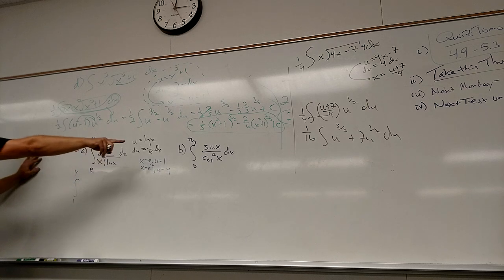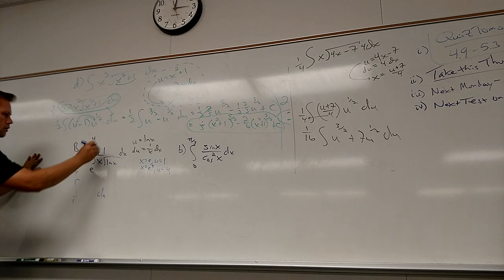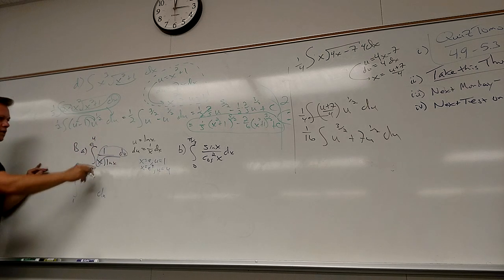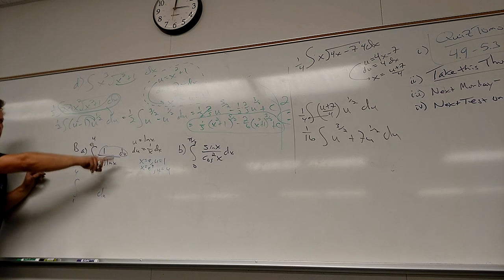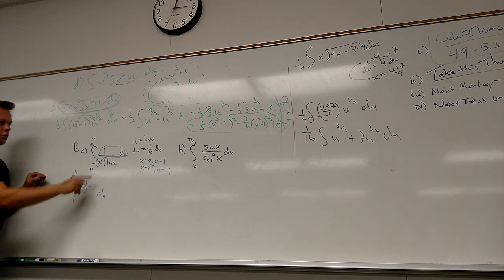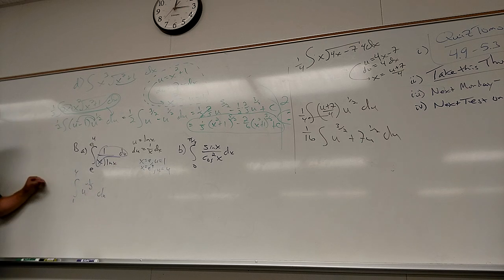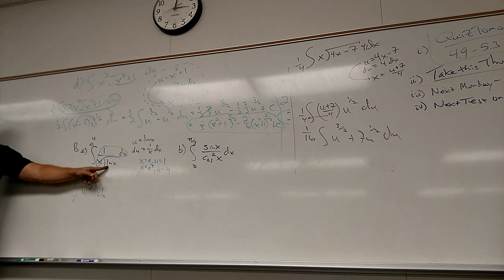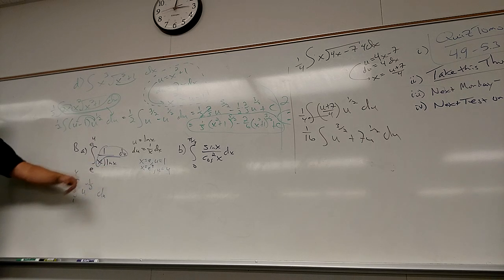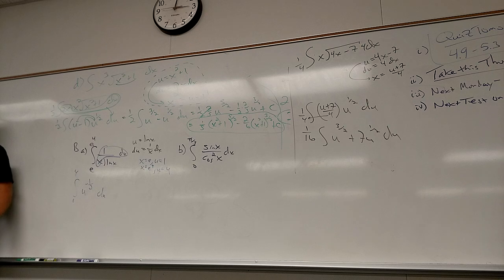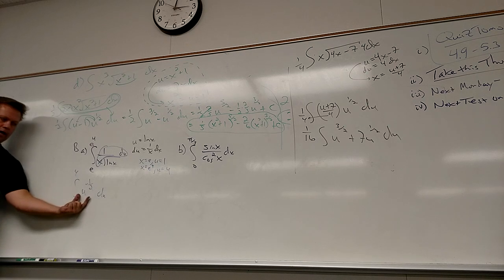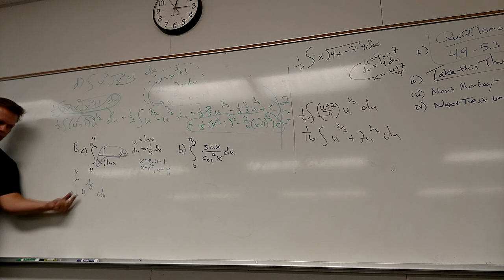1 over x dx is du. And now I've got 1 over u to the 1/2, which you can write as u to the negative 1/2. Is that cool? u is ln x, u to the 1/2 on the bottom, u to the negative 1/2 altogether. All right. And now that integral is relatively easy. And those numbers are going to work really well with the square root.